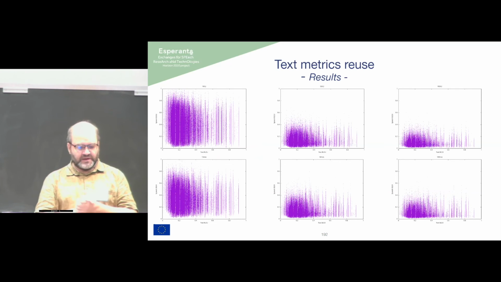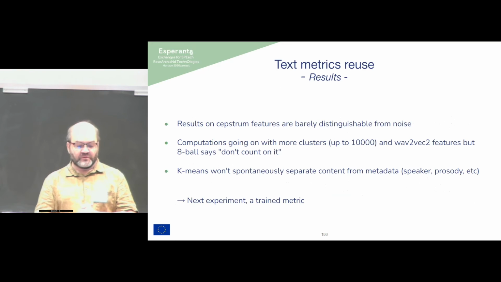You can see it's not completely wrong in the sense that from left to right, you have more and more clusters. So that means it can be a lot more random. The blue on speech is decreasing because it doesn't recognize the n-grams. And other than that, well, that's not a metric. The result on the Cepstrum feature, that was only the Cepstrum feature, they are barely distinguishable from noise. It's not informative at all.